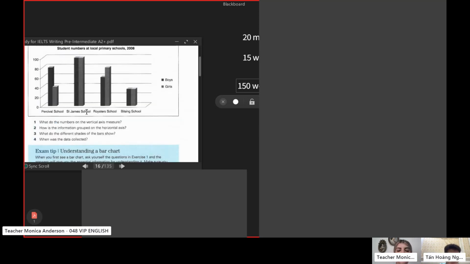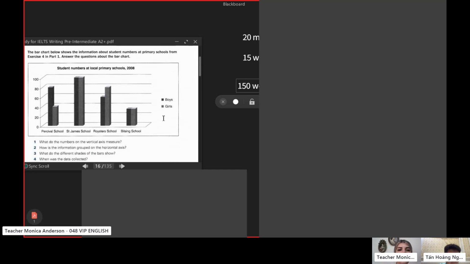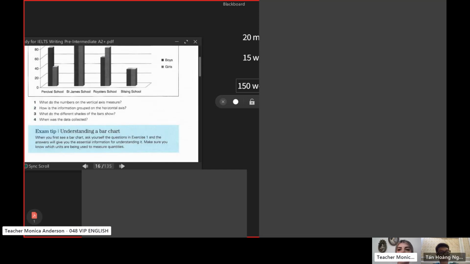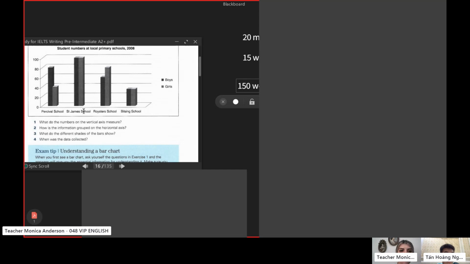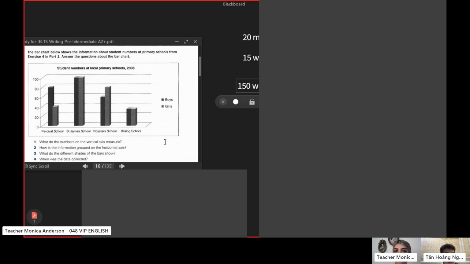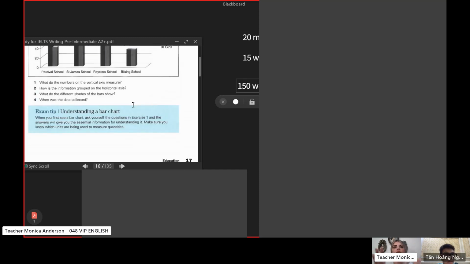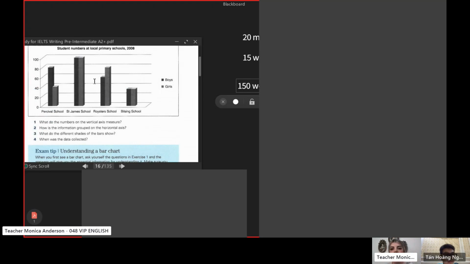So, as you can see, we need to pay attention to the details of the chart. Of course, you need to consider the vertical information, the horizontal information, this part, the guidance, and of course, the year or the period of time. Sometimes we have two charts to compare, so we need to pay attention.